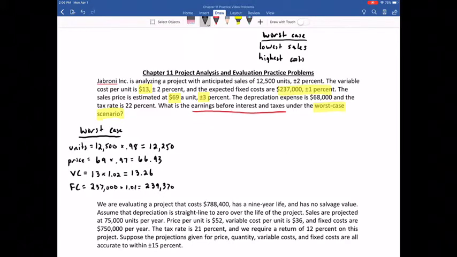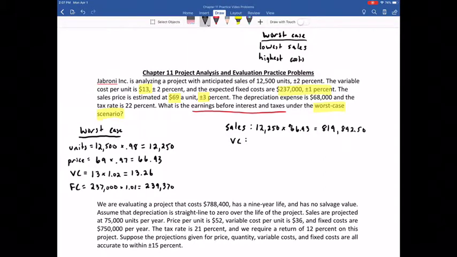This is going back to our discussion on income statement, where we understand that our top line figure on our income statement is sales. In this case, to figure out what our sales amount would be under a worst case scenario, I'm going to take the lowest number of units being sold, so 12,250, that's what I calculated previously, multiplied by the lowest price per unit, which is $66.93. And I would find that my sales amount under this worst case scenario would be $819,892.50.